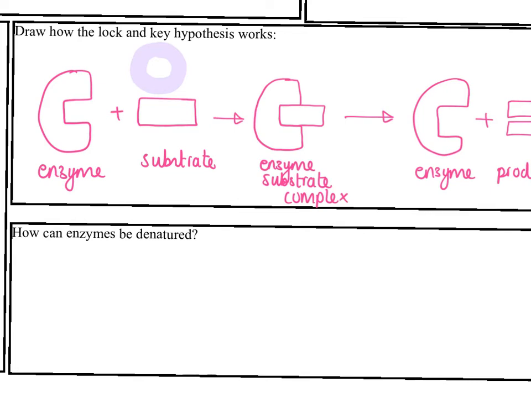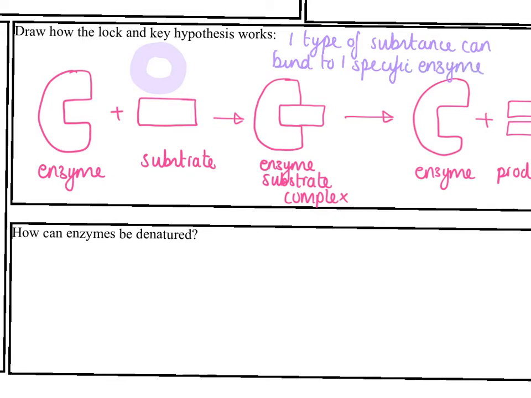Okay, so lock and key hypothesis is that one type of substrate will fit and bind with one specific enzyme. One type of substrate can bind to one specific enzyme, like with a lock and a key. So how can enzymes be denatured? Okay, main one, we look at high temperatures.